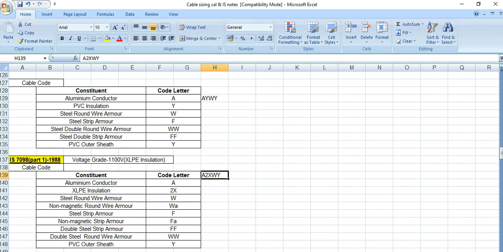If W or F letters are not appearing in the code, that means it is an unarmored cable. That means the cable is not armored. Here also, if it is only A2XY, that means it is aluminum conductor, XLPE insulation and PVC outer sheath, unarmored cable. Here also, if it is AYY, that means W is not there, so this cable is also not armored.